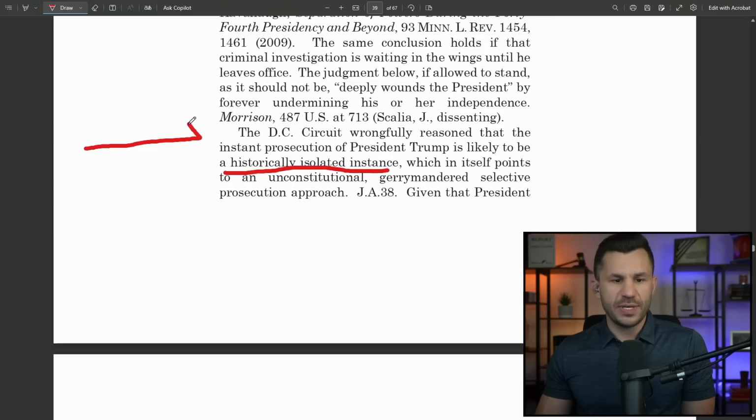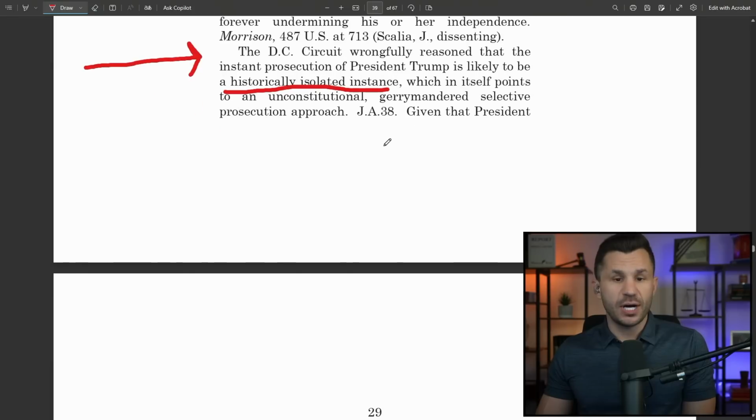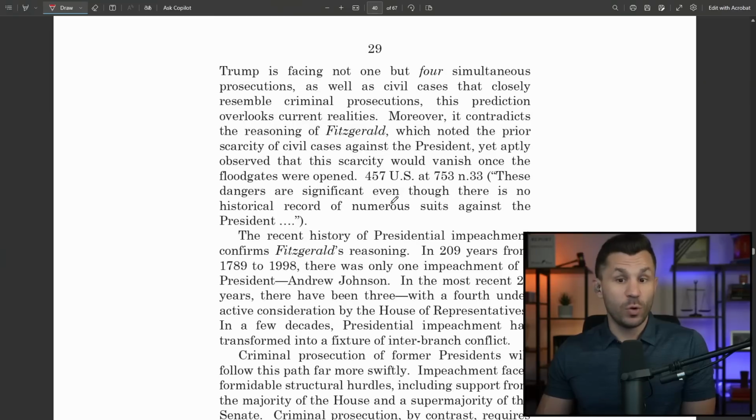This is the Trump exception. We're never going to do this again. We only have to do this for Trump because he's such a bad guy, which in itself points to an unconstitutional and gerrymandered selective prosecution approach. Given that Trump is facing not one, but 4 simultaneous prosecutions as well as civil cases that closely resemble criminal prosecutions, this prediction overlooks current realities.